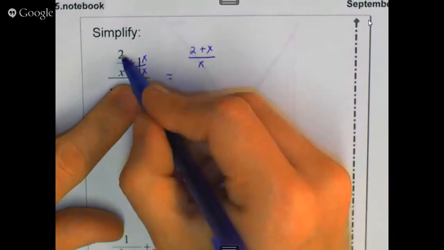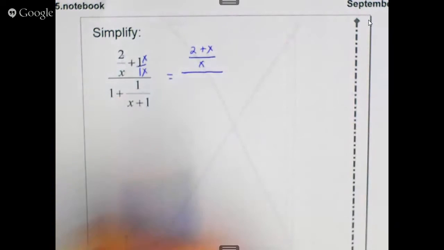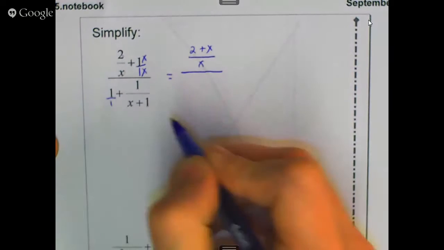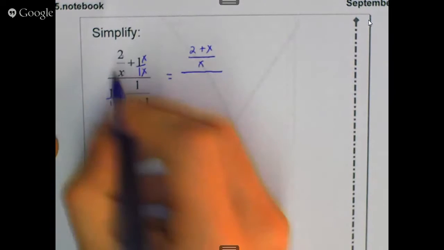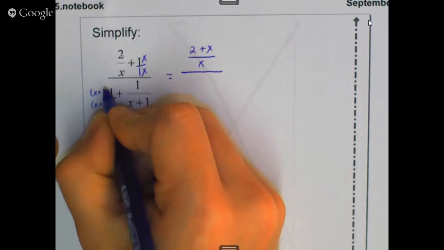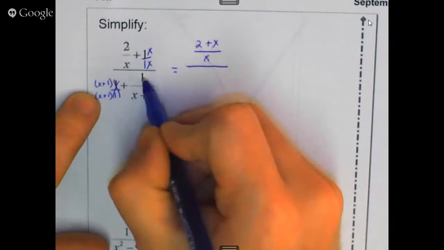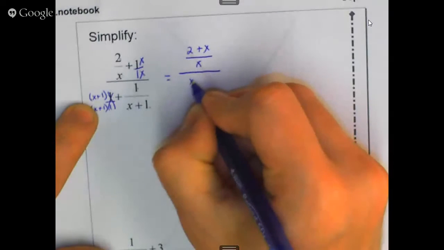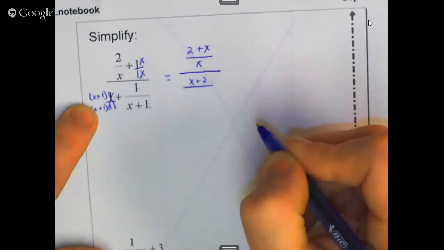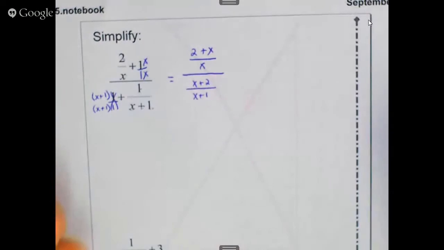Okay, remember, you add the top, you leave the denominator. Divided by, now this becomes 1 over 1. We need x plus 1. So I put x plus 1, x plus 1. So that goes away. So I have x plus 1 plus 1, which would be x plus 2 over x plus 1, your common denominator.